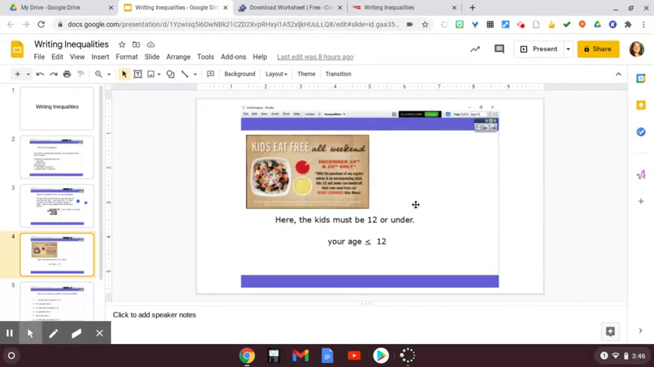Sometimes you even see it on menus. So this menu says 12 and under, they get to handcraft their own meal or whatever the case is. You see a lot of kids eat free. So you have to be 12, 11, 10, 9, whatever the case may be, or 12, but you can't be 13 or 99 in order to get this. So your age must be less than or equal to 12.